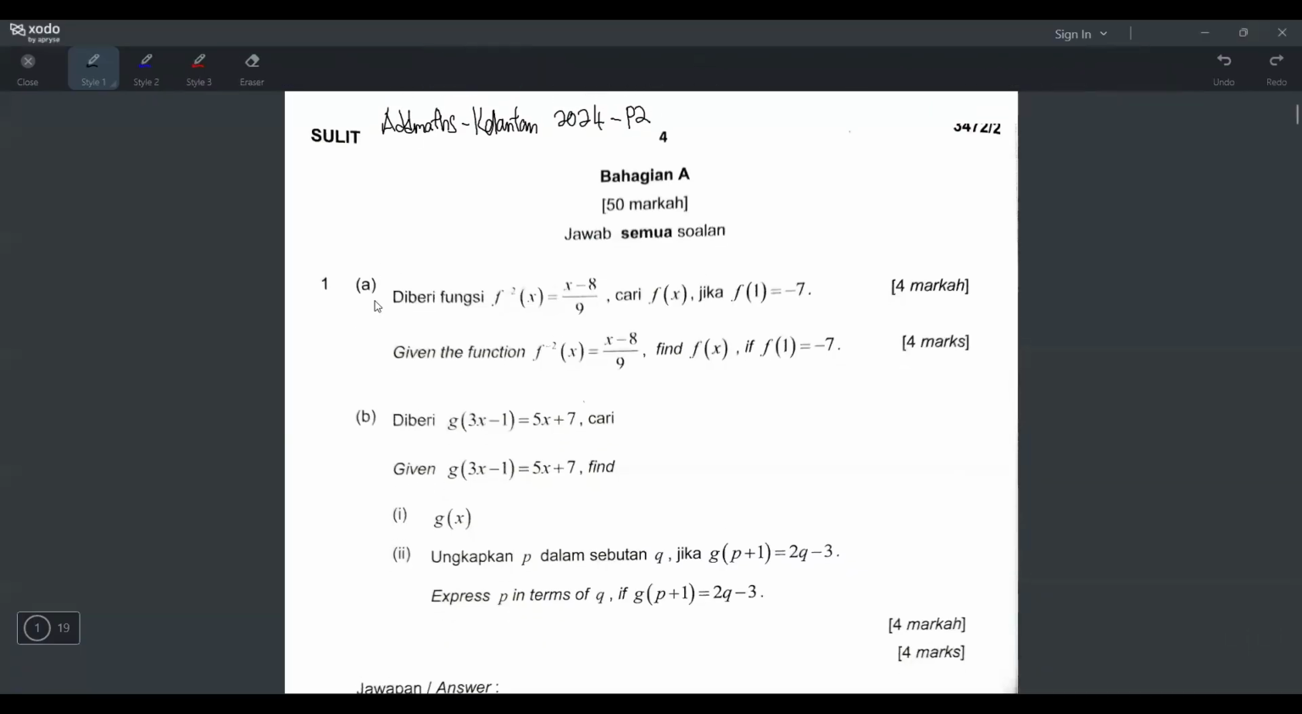Okay, number 1 is a function question. So this is given function f negative 2x equals to x minus 8 over 9. Find fx if f1 equals negative 7. If you want to do this question, you need to understand what f negative 2x is first, all right? So I'll explain to you what f negative 2 means.